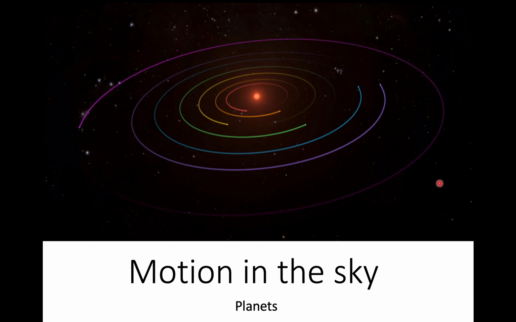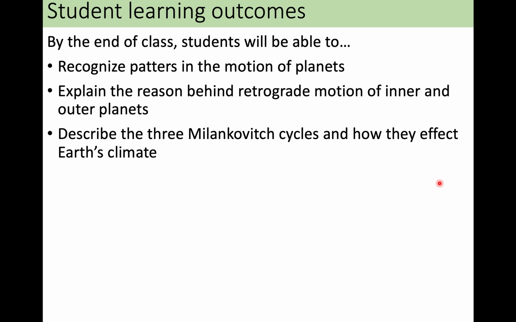Hi everyone. Today we're going to continue talking about motion in the sky. We're going to be looking specifically at the planets in our solar system. So by the end of this lecture and this week, you will be able to recognize patterns in the motion of the planets, explain retrograde motion of both the inner and the outer planets, and also describe the Milankovitch cycles and how they affect the climate on Earth.